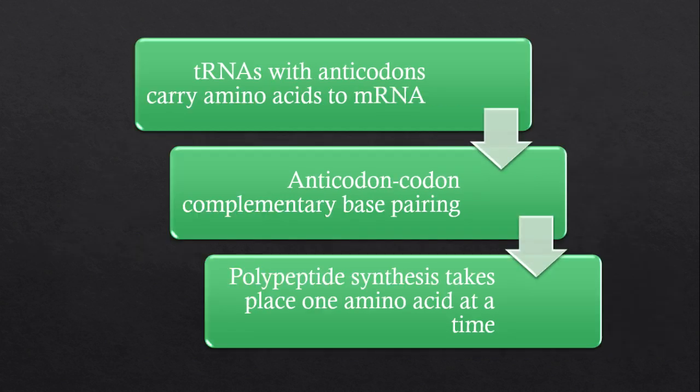The fourth step is tRNA with anticodons carrying amino acids to mRNA. The fifth step is anticodon-codon complementary base pairing. And lastly, polypeptide synthesis takes place one amino acid at a time.